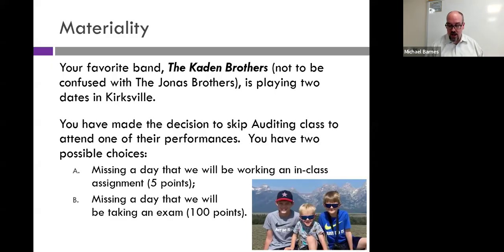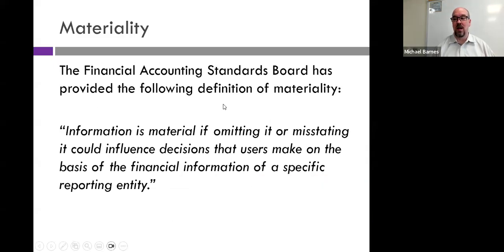This is the idea of materiality. So basically, we're trying to make a determination of what will affect the decisions of people who use this information. The FASB, Financial Accounting Standards Board, has a definition. Information is material if omitting it or misstating it could influence the decisions that users make on the basis of the financial statements of a specific reporting entity. So one of our tasks is to determine whether or not amounts are material to financial statements.